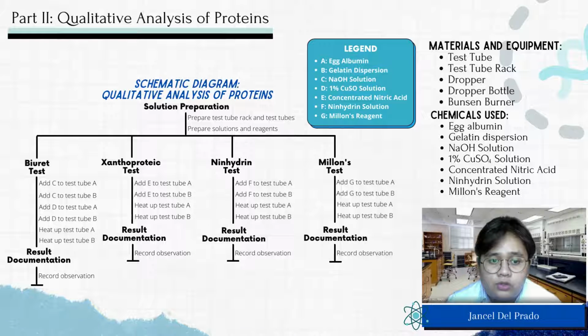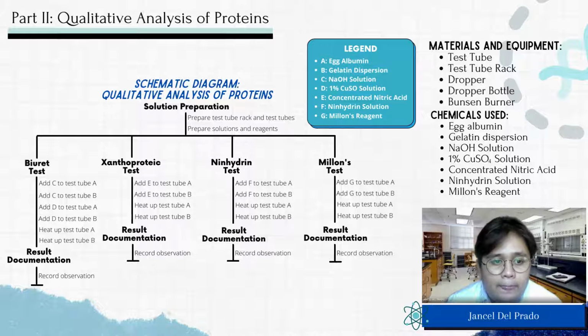sodium hydroxide solution to both the egg albumin, or test tube A, and gelatin dispersion, or test tube B. After that, we then add 1% copper sulfate solution to both test tube A and test tube B. After this, we then proceed to heating the test tubes with the use of a Bunsen burner for 5 minutes. And once a change has been observed, we then proceed to the documentation and record the results that we have gathered.